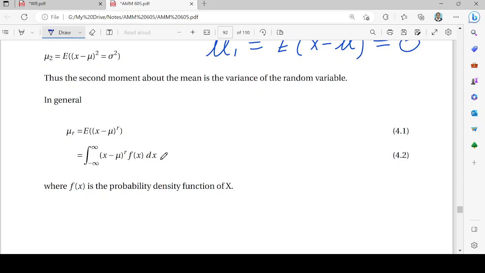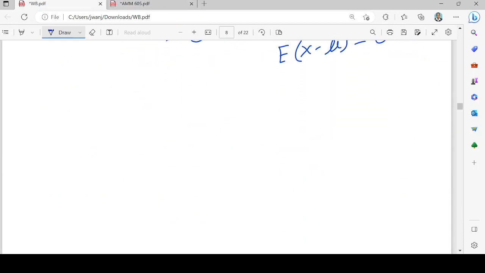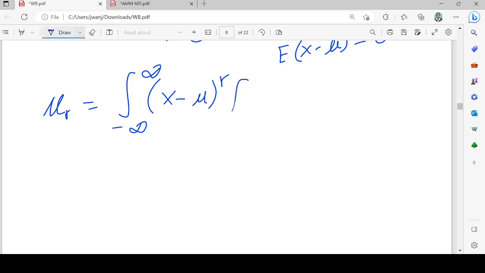And clearly we can say from here that when we use this definition, we can see that when we write mu r is equal to the integral from minus infinity to infinity of x minus mu, which is the mean of the distribution, raised to power r times f of x dx.